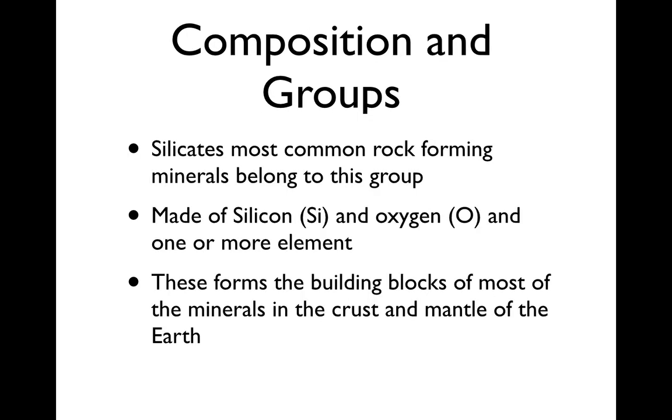We have silicates, which is the most common rock-forming mineral and most minerals belong to this group, and it's really important that you know that. They're made up of silicon and oxygen in one or more element. So for a silicate, you have to have silicon, you have to have oxygen, and one or more element. These form the building blocks for most minerals in the crust and the mantle of the earth. And that's because most of your crust is made up of this. And so that's what forms those crystals. So it's important that you understand that silicates, which are made of silicon and oxygen and one or more element, is what forms most minerals.